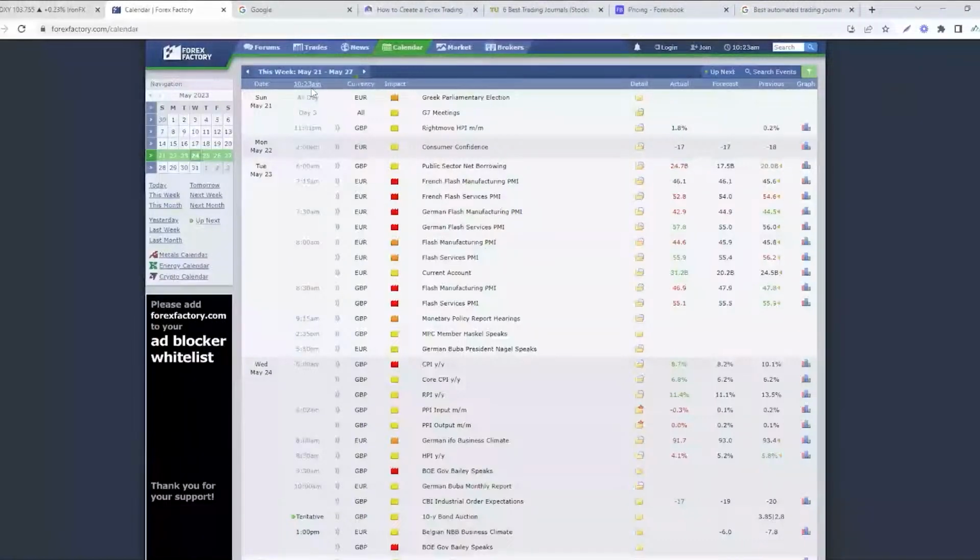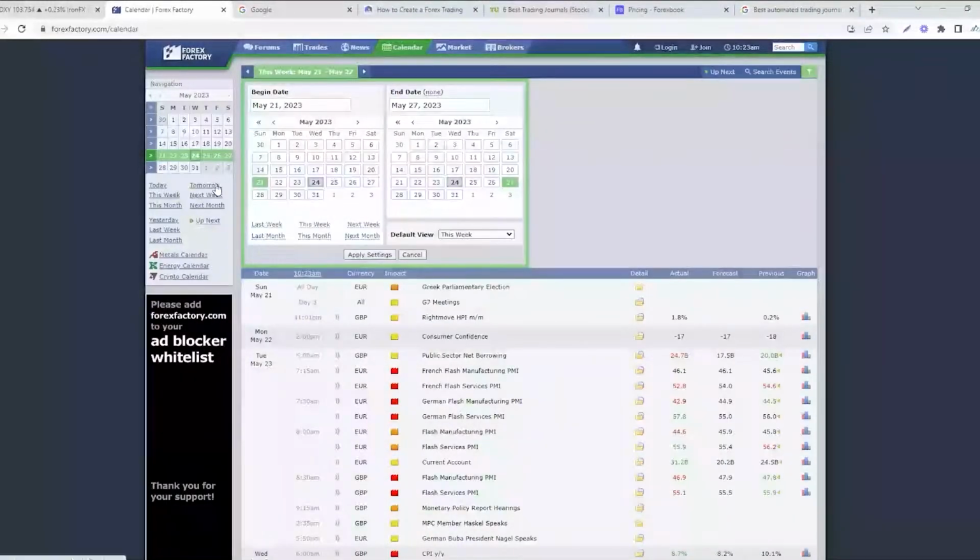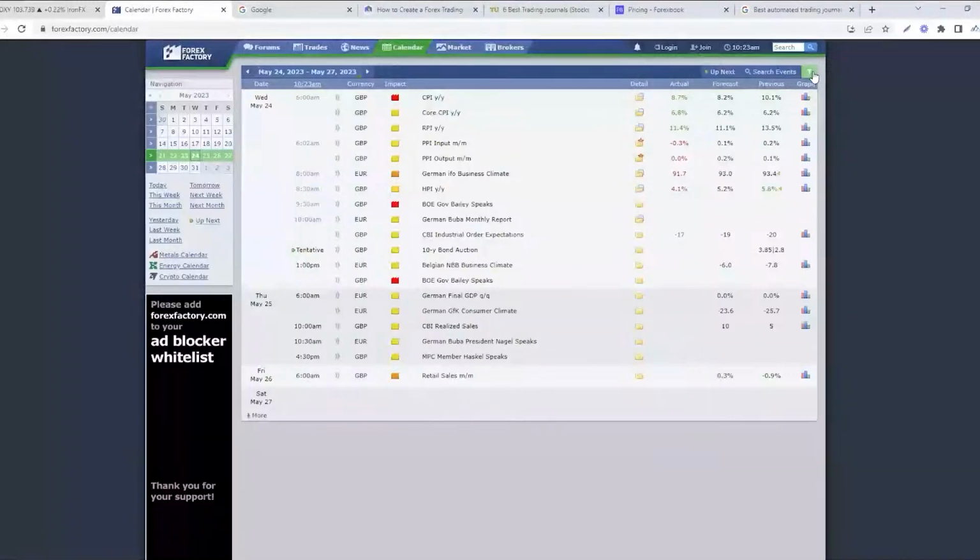And then let's just filter. So you can filter through various periods in time. You can look at historical events that have occurred. And you can let's just see from today till Friday, or let's just put it till Saturday. Apply settings. And you also have the filter icon.